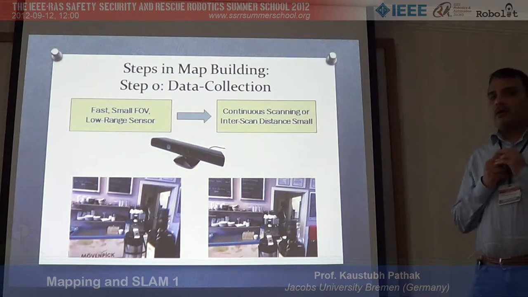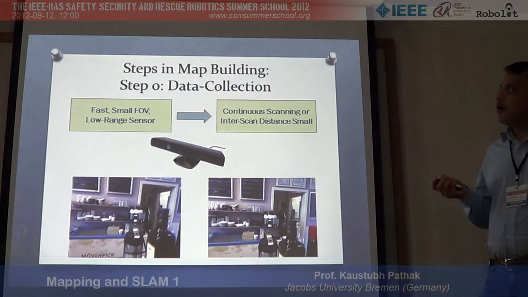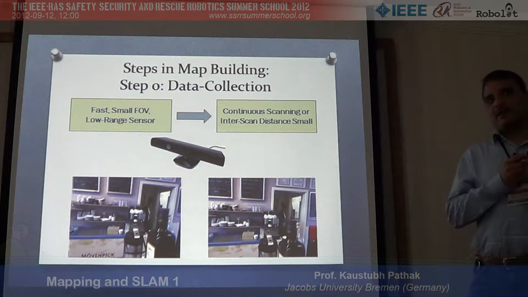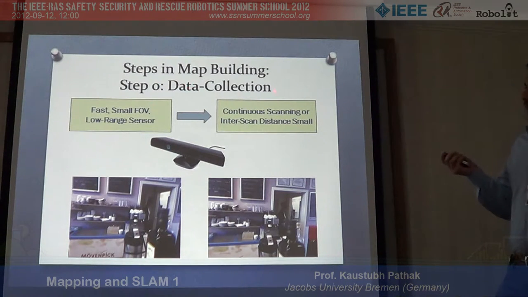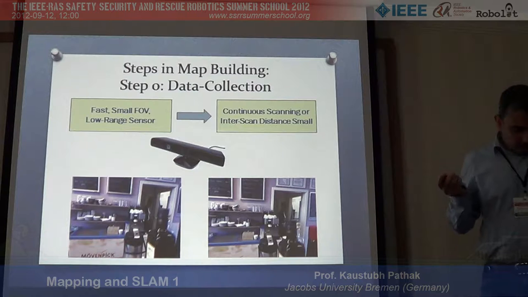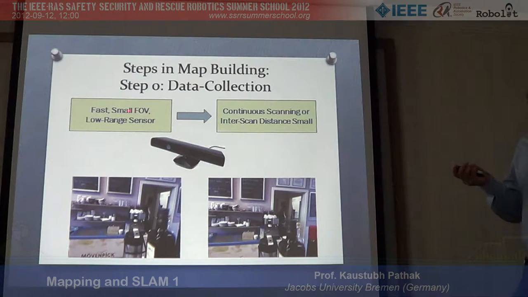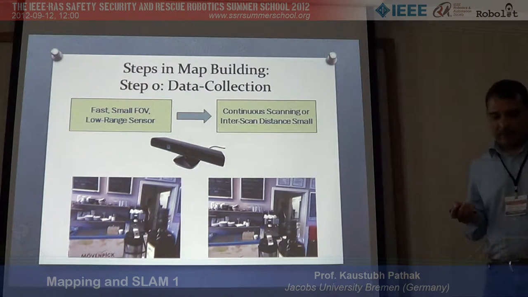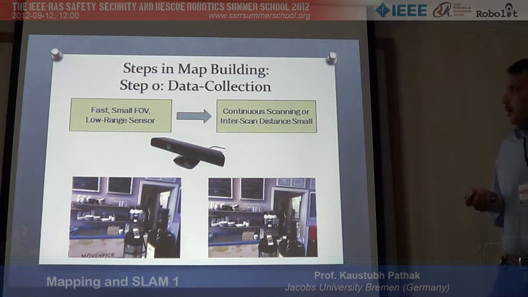So we now go to the second section of the talk, which is steps in map building. Step zero, the computer scientists, they like to start at zero, is data collection. The interesting thing about data collection is that if you have a fast, small FOV sensor like a Kinect, you would generally run a ROS node and then collect the data continuously. So the inter-scan distance is very small, as you can see in these two scans. They are quite close to each other.